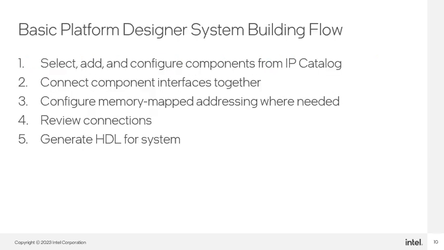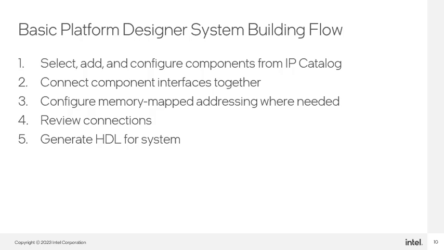Building a basic system design in Platform Designer involves 5 main steps. First, select the components you want in your system from the IP catalog and configure them using each component's parameter editor. The parameter editors provide a graphical tool for selecting each component's optional settings. Next, use the Platform Designer UI to connect component interfaces to each other.